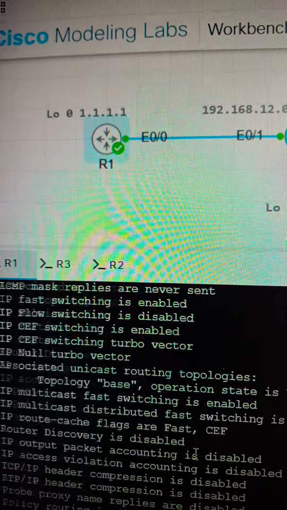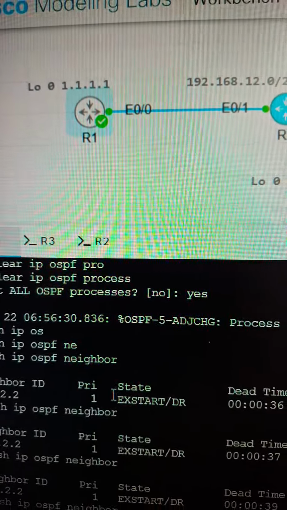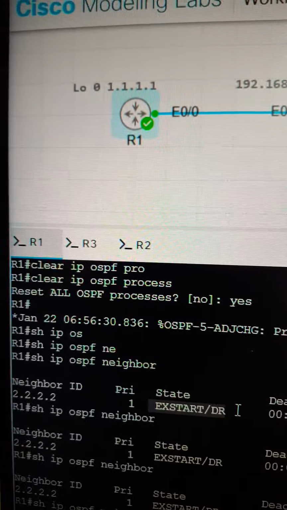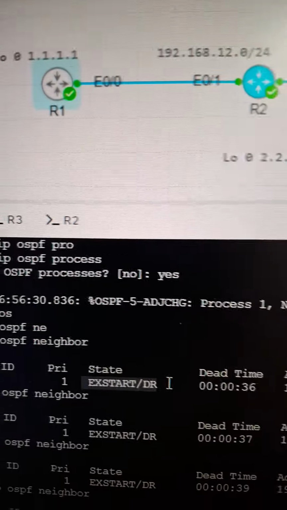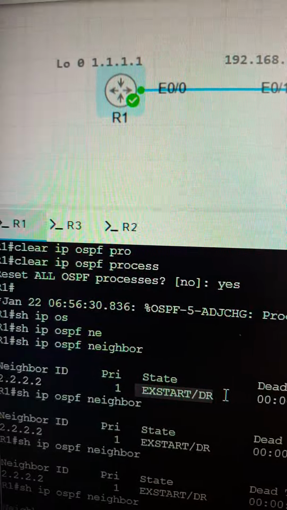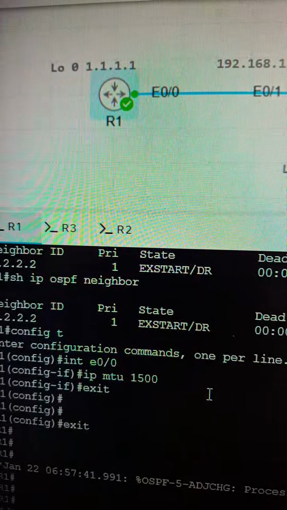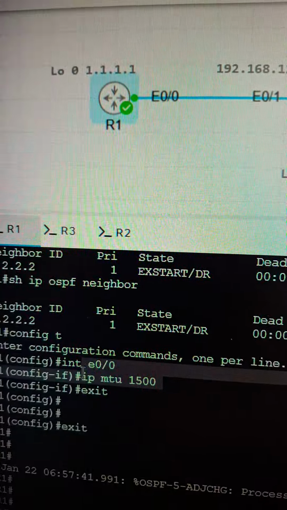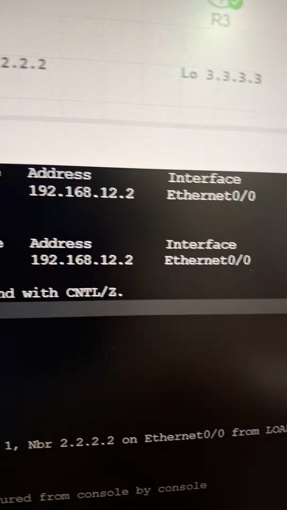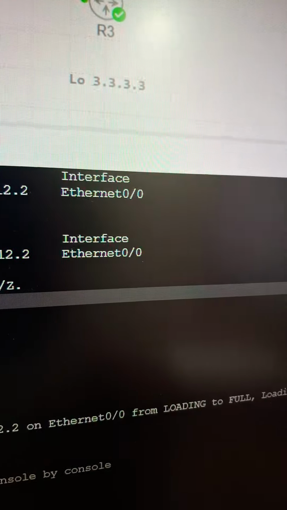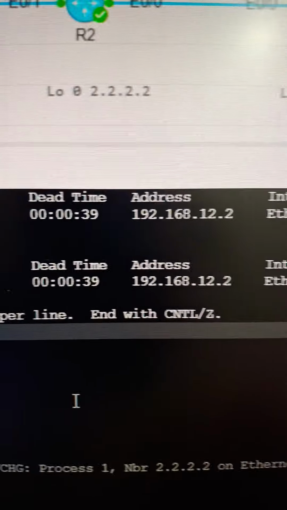So what issue do we face? The neighbor is stuck in the ExStart state. So what we did at last, we corrected the MTU here. As soon as we changed the MTU to 1400 to match, you can see the neighbor comes up, and the state goes from loading to full.